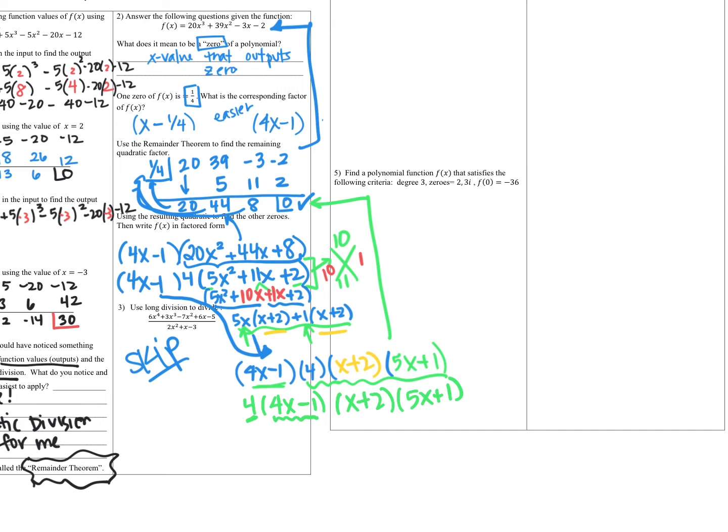And so my zeros are going to be when 4x minus 1 equals 0. We already know that's 1/4. When x plus 2 equals 0, that's going to get a -2. And when 5x plus 1 equals 0, that's going to be -1/5. So those are my zeros.